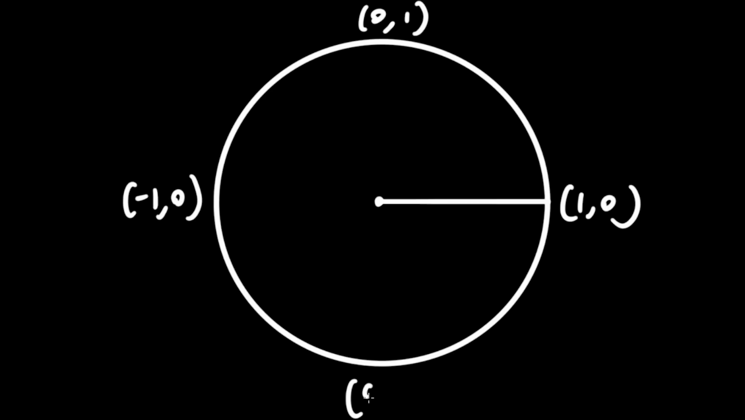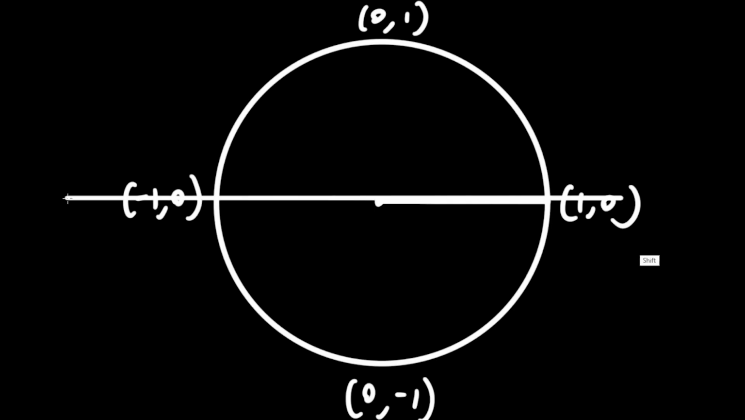We have (1, 0) here, (0, 1), (-1, 0), and then (0, -1). And this is just on a coordinate plane. So imagine this circle is on a coordinate plane, that would make more sense. I probably should have drawn the coordinate plane earlier, but the circle's on a coordinate plane.